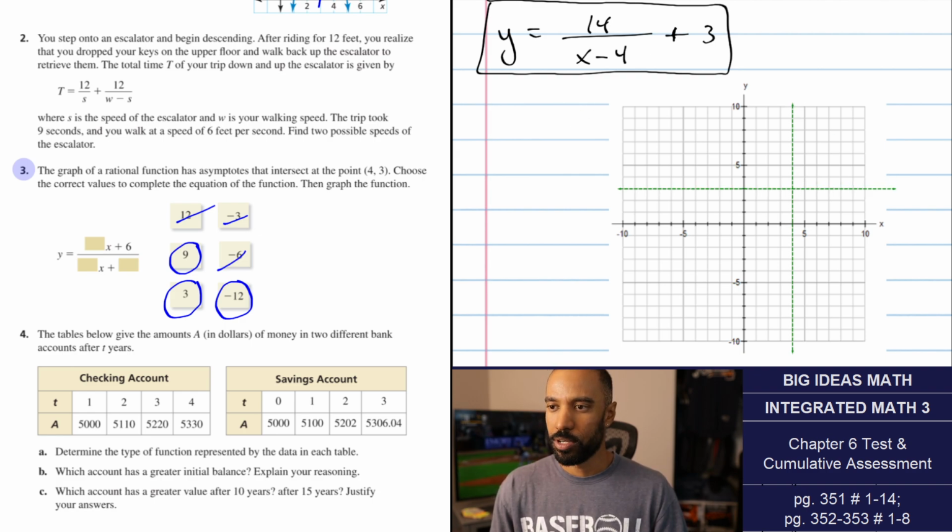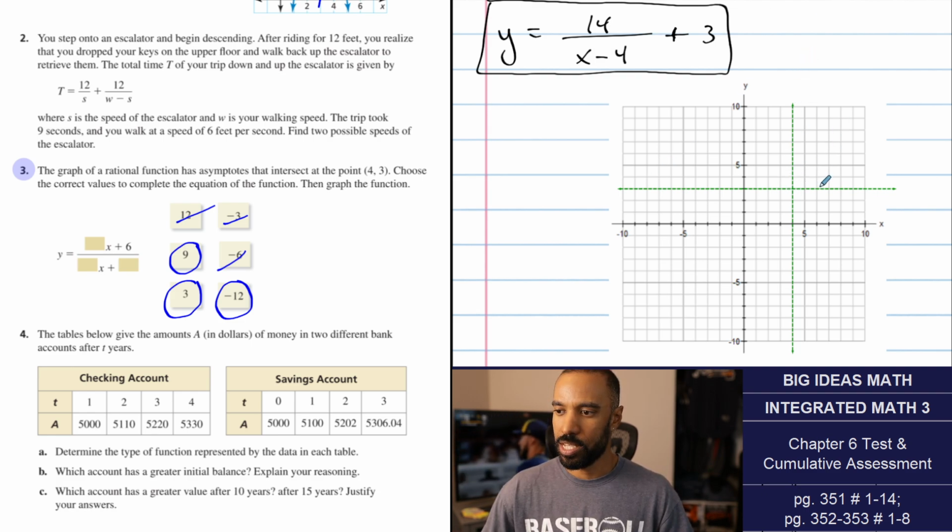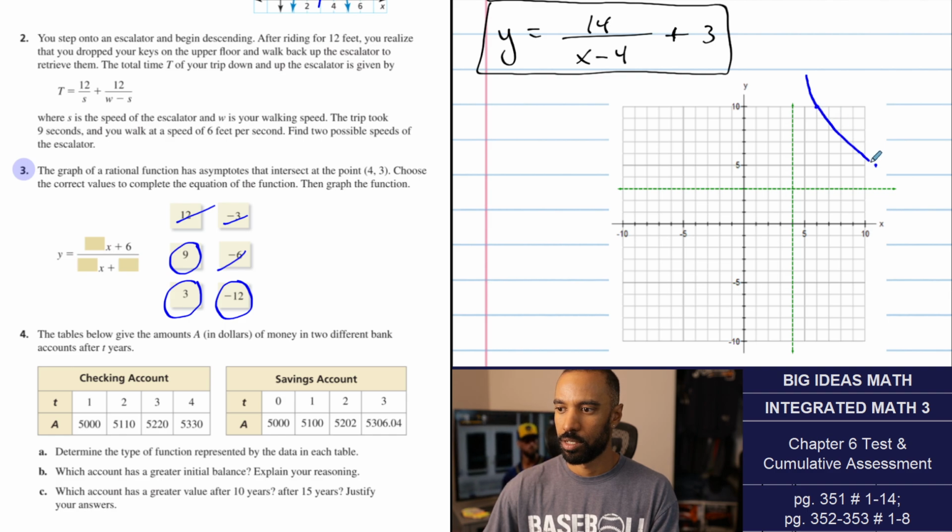And 14. 14 can't divide by very many good numbers. 14 over 1 is 14. 14 over 2 is 7. 14 over 7 is 2. So I'm going to kind of just get those points in there. And I'll get a few more on the other side, I suppose. Let's go a little bit sharper on that thing. I believe it should go sharper.